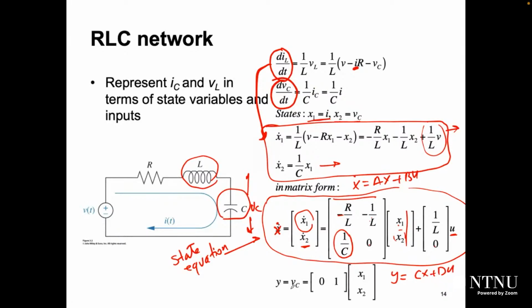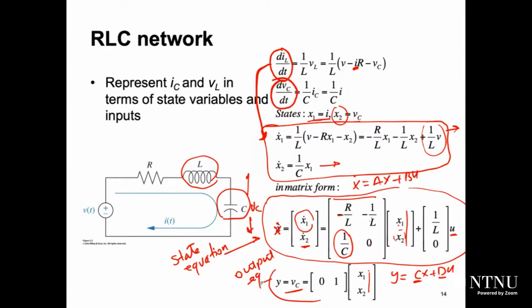So if I need to measure VC, in this case I need to measure X2. So the C vector will be 0 and 1 multiplied by this one. So 0 times X1 is 0, plus 1 times X2 is X2. And of course, D equals 0 because VC is not a function of the input. VC is a function of the states, but it's not a function of the input. So the output equation will be this one. This is the state equation, and this one will be my output equation.